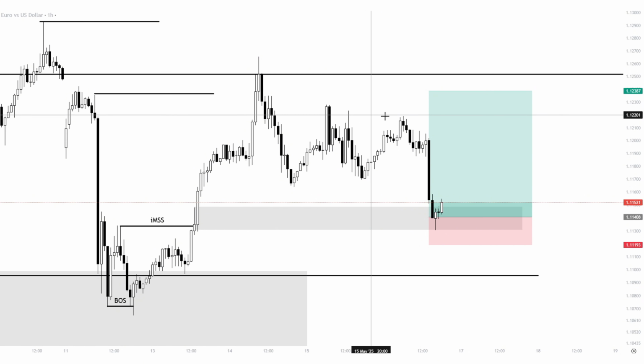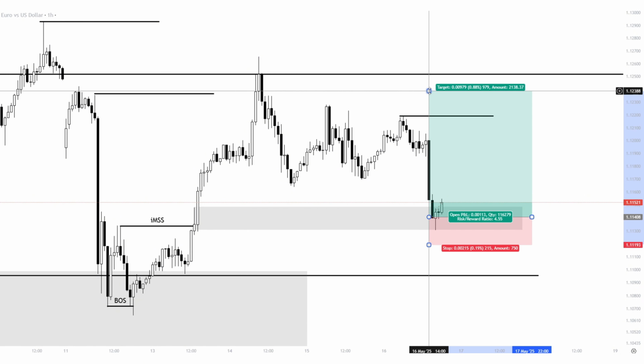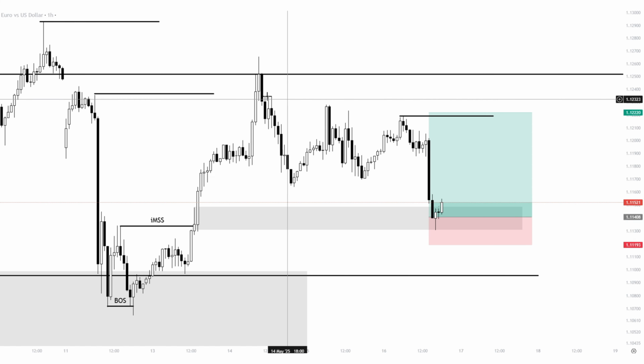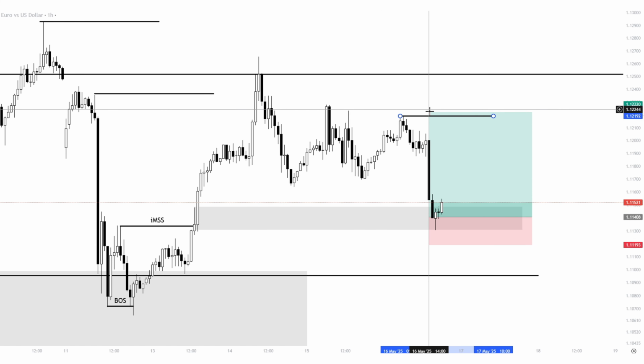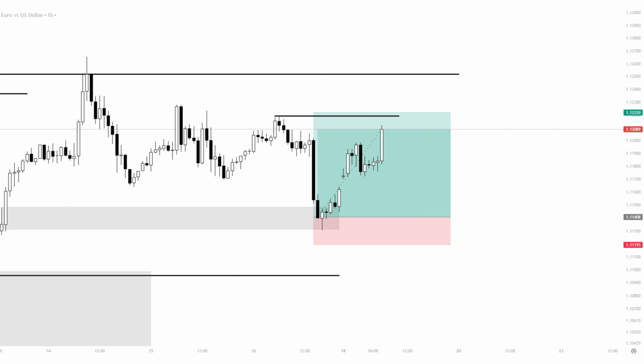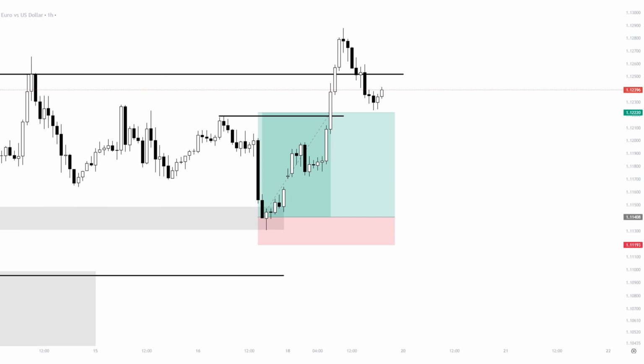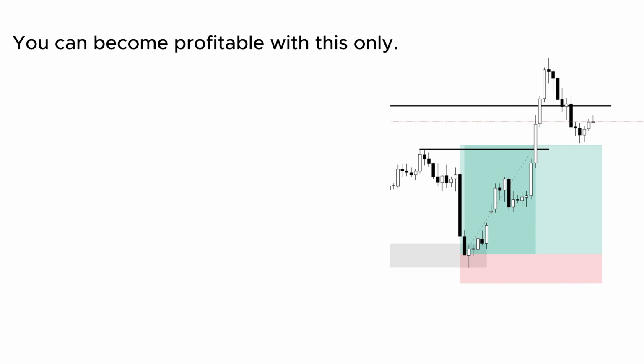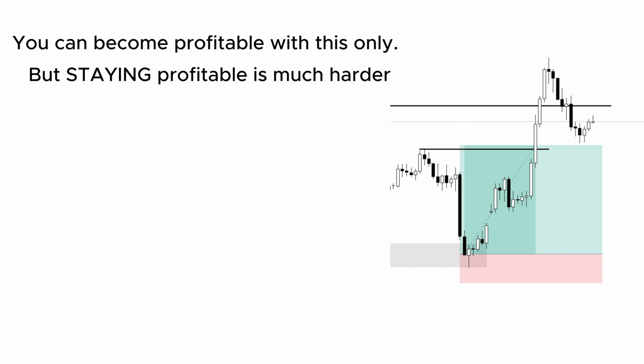And now we can also target this high. It's a more realistic level where even if the market reverses, it still has higher chances to at least hit this level compared to the one from above. While the risk reward is still great, it's already close to the take profit, and it eventually closed as a win. And keep in mind, this is enough to become profitable, but not enough to stay profitable. That's a whole other level.